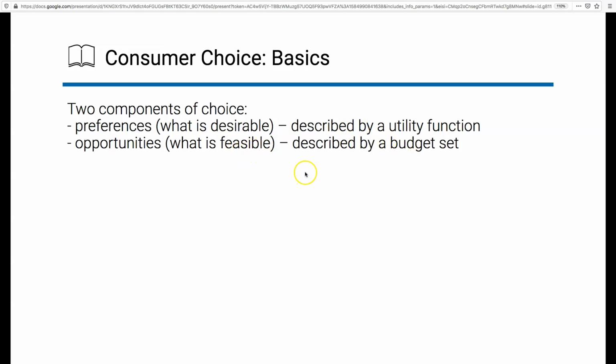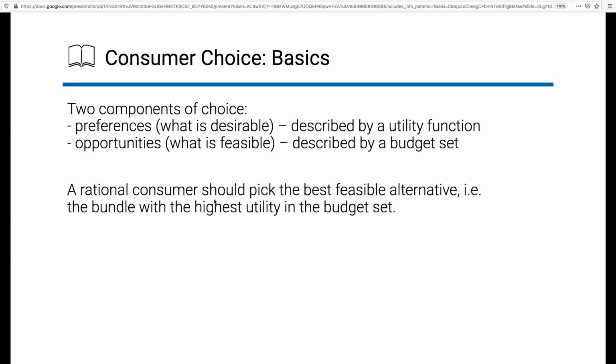And the opportunities will be described by a budget set. That is, we're just going to graphically or numerically describe what the consumer is capable of buying given the amount of money and the prices that they're facing, the amount of money that the consumer has and the prices that he or she is facing. And the optimal choice in this framework is to buy the best feasible alternative. So pick the consumption bundle with the highest utility within your budget set.